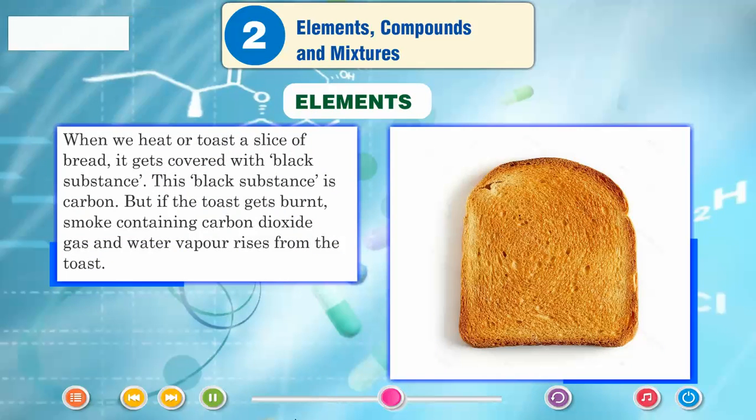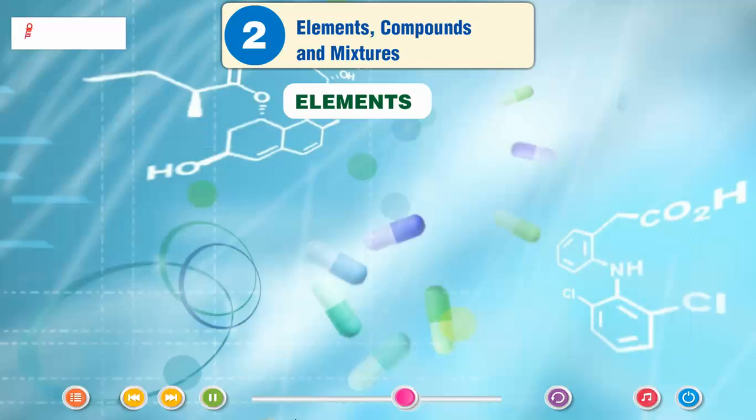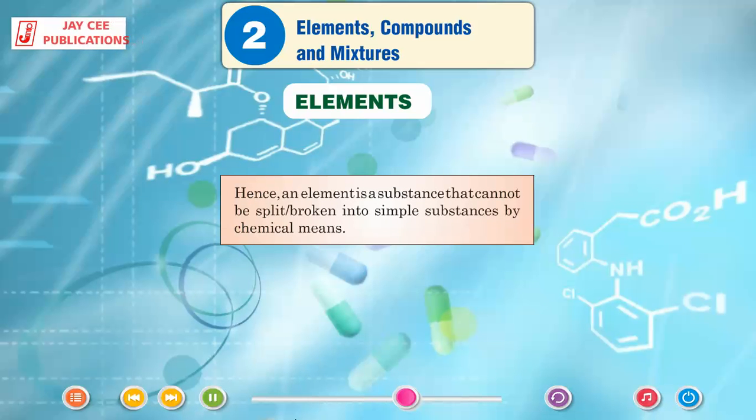Elements. When we heat or toast a slice of bread, it gets covered with a black substance. This black substance is carbon. But if the toast gets burnt, smoke containing carbon dioxide gas and water vapor rises from the toast. Now we cannot break down this black substance, carbon, into simpler substances. No matter how we treat the black substance, it cannot break into simpler substances. We therefore call this black substance, carbon, an element. Hence, an element is a substance that cannot be split or broken into simpler substances by chemical means.